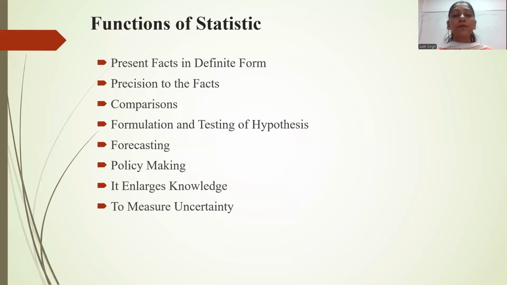Next point is comparison. After simplifying the data, it can be correlated, as well as used to compare the relationship between two groups. It is the best representation by certain mathematical quantities like average or correlation, etc.